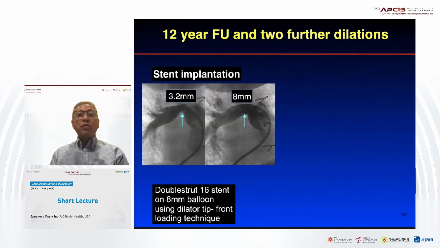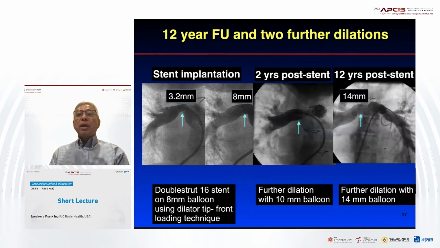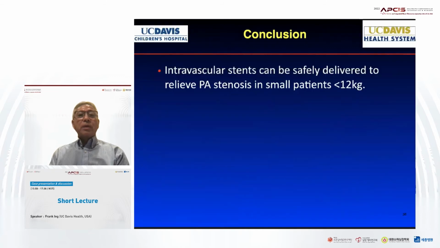This is another 12-year follow-up. You see the stenosis here. And then 2 years later, we make it bigger. And then 12 years later, now it's 14. What's interesting to me is that if you look at the distal vessel there, that vessel is increasing in size. So definitely you can make this close to adult size on these types of situations using the correct stent.